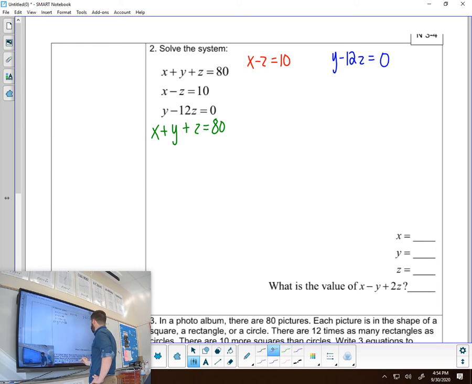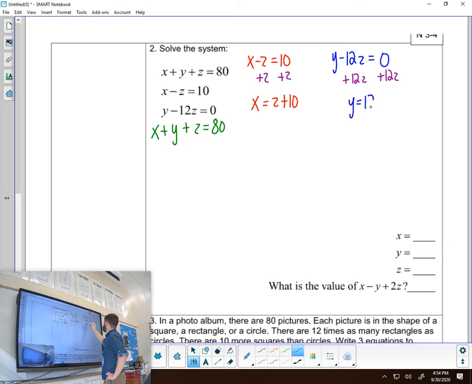If I add z to both sides, we're going to get x equals z plus 10. All right, so we solved for x there. Maybe that'll help. Okay. On this other one, let's solve for y. I'm going to add 12z to both sides. And that's going to give me y equals 12z. Okay, listen. The reason I did this is because I have my variables in terms of just z.